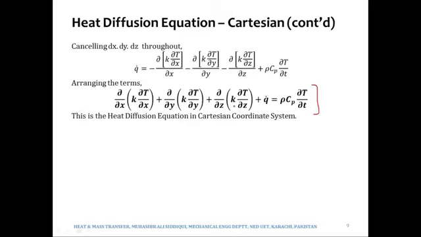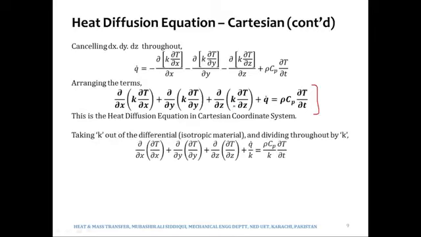However, if it is not so, means if we take the k out of the differential sign, saying that the material that we have is isotropic, then we will have ∂/∂x of ∂T/∂x, taking k out of the differential sign, and then dividing throughout by k at the same time, plus ∂/∂y of ∂T/∂y, plus ∂/∂z of ∂T/∂z, plus q dot over k is rho c upon k ∂T/∂t.